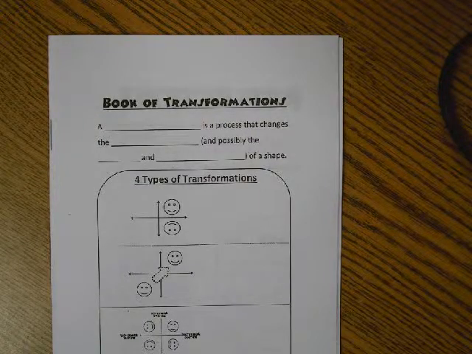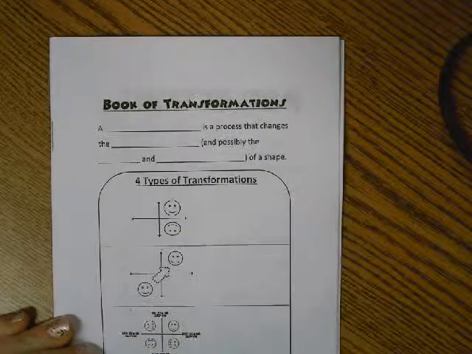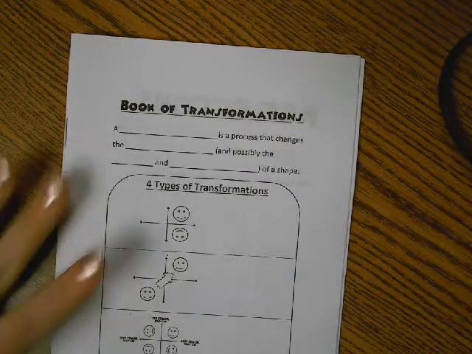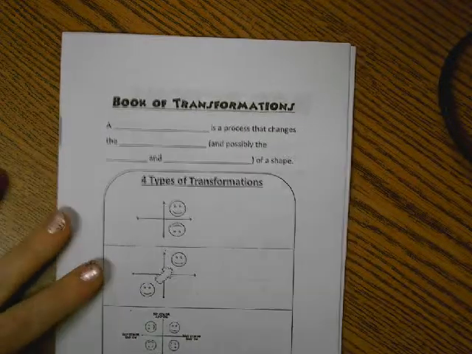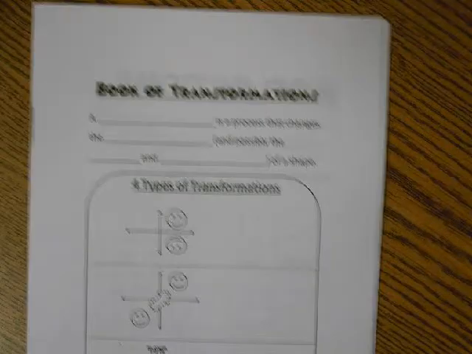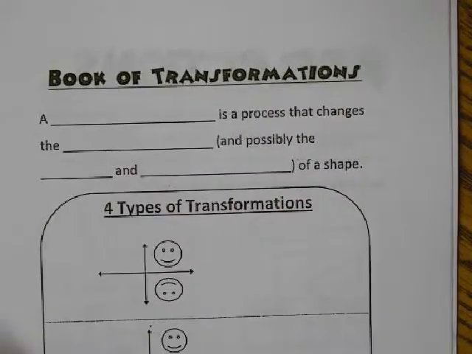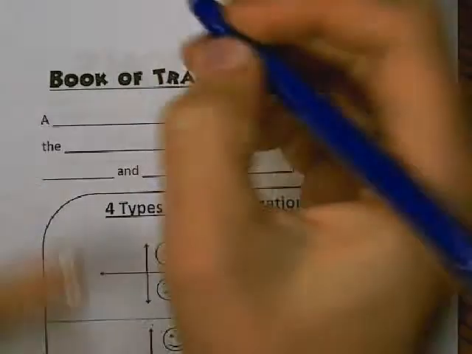We are going to talk about transformations in this unit. And so we have a book of transformations. Just to get started, let's talk a little bit about the definition of a transformation. A transformation is a process that changes the position and possibly the size and orientation of a shape.